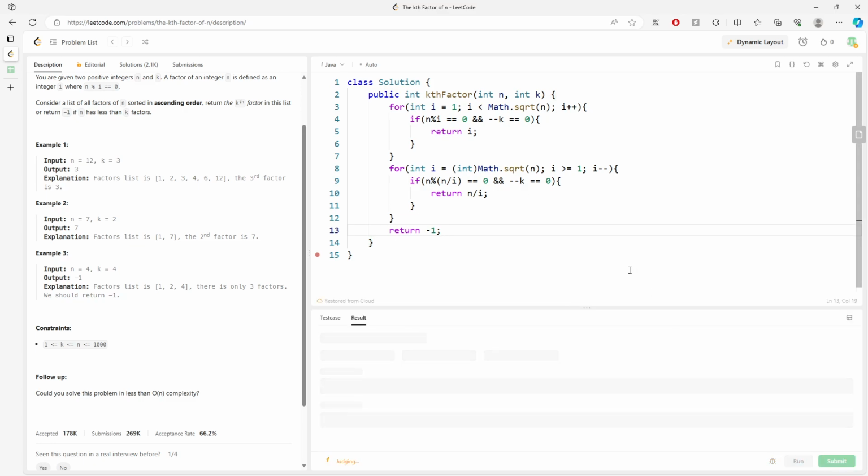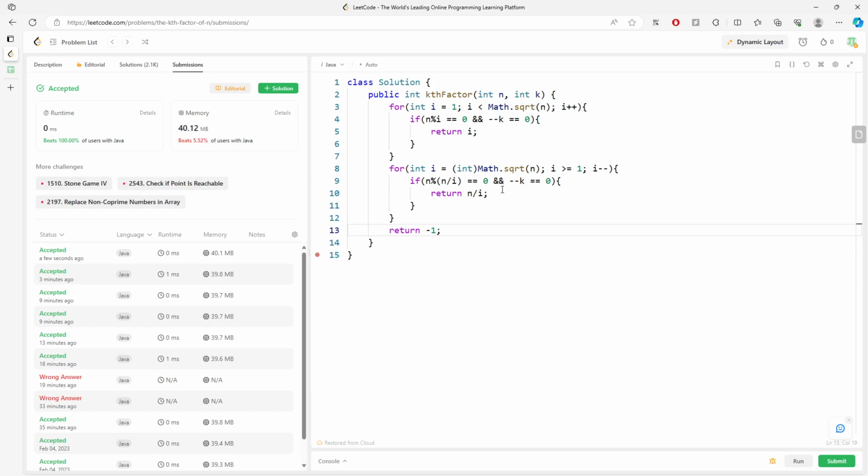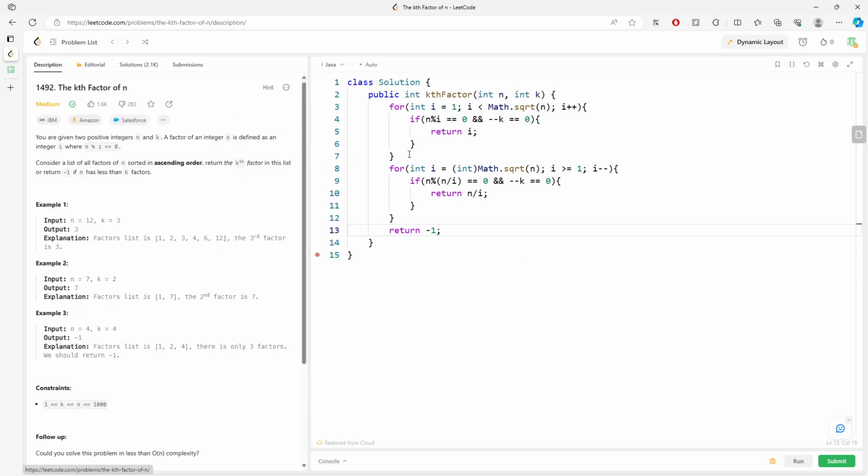So hopefully it makes sense. But if it doesn't make sense, comment your question below, and let's talk about time and space. Time is square root of n, and space is constant.